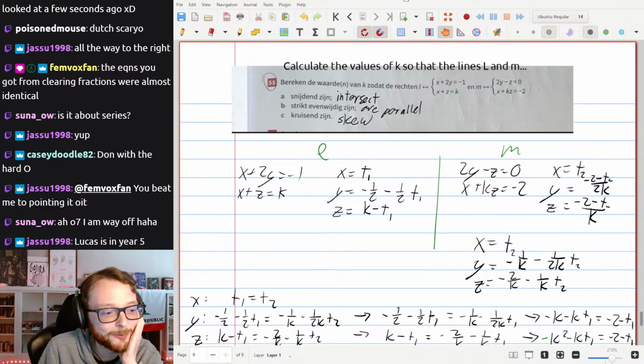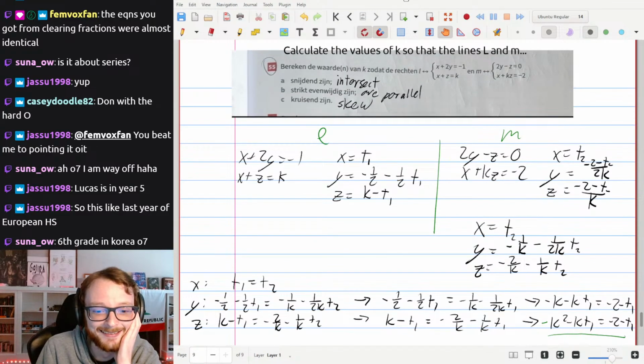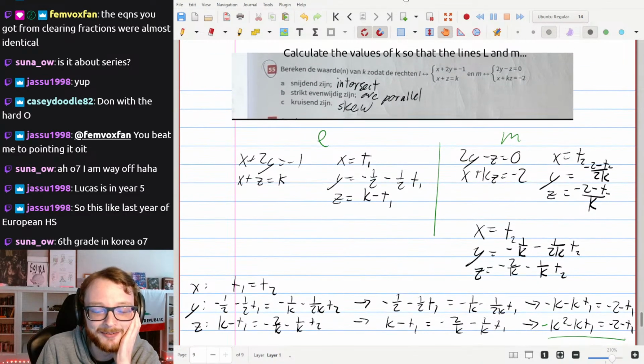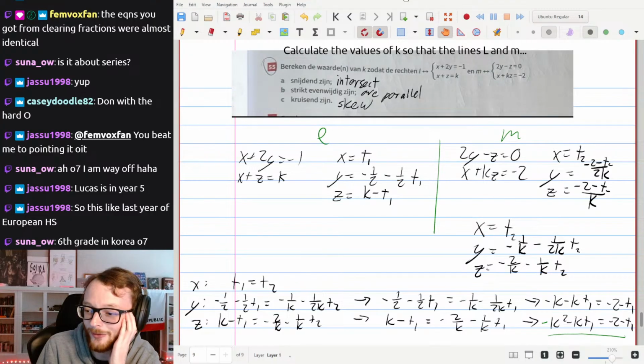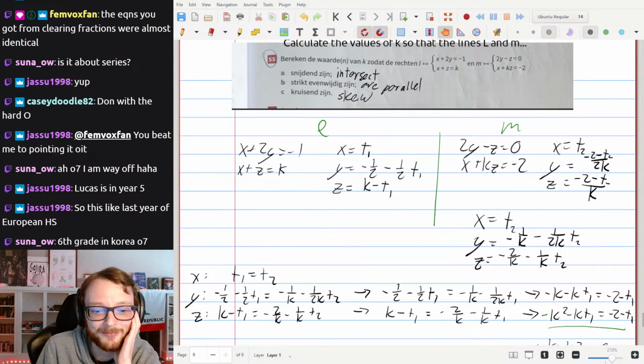But year 5, like Lucas is, in American terms, somewhere in high school, as far as I know. And so I don't know what year 5 correlates with. 6th grade in Korea? Probably, yeah. Or maybe it is just 5th grade and I've been wrong about Lucas. I don't know. Lucas is doing some crazy math if that's 5th grade. Last year of European high school. Okay, that makes sense then. It's like Lucas has done epsilon delta proofs and stuff.